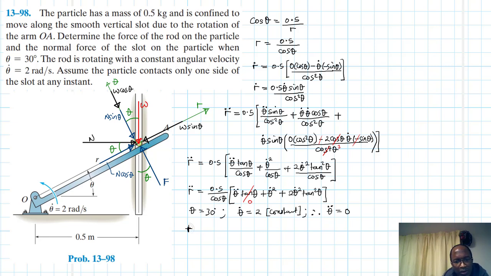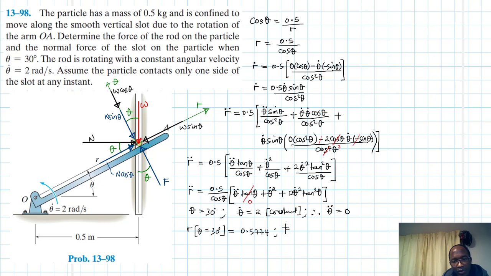So let's work out these values. Let's find out what R is at theta equal to 30 degrees. We have these functions here. Our R is 0.5 divided by cos 30. This just gives us 0.5774.